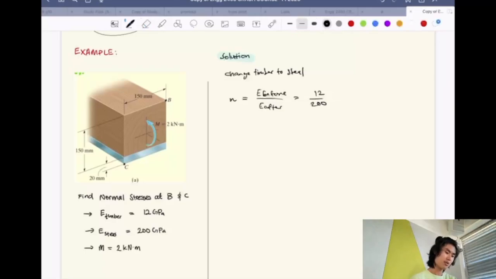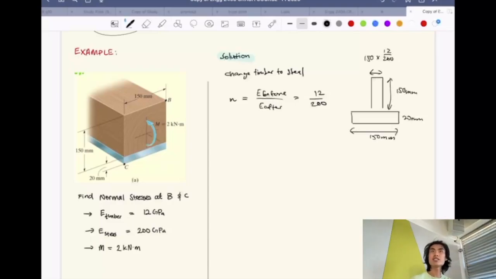Now, what happens to our shape is that you draw it like this. And now you find this. So this is 20 millimeters. This is going to be 115 millimeters. And then what this is going to be, it's going to be 150 times 12 over 200, right? That's the end conversion. And then this is going to remain at 150 millimeters. Right, you guys agree with me?